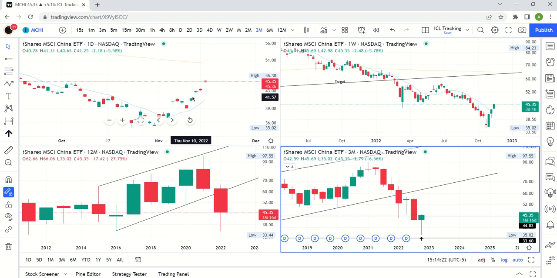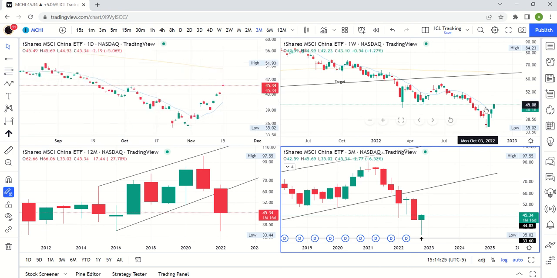And last thing I'll say is MCHI also has a gap here that probably is going to get filled, and a few gaps from previous days. So I'd be a little bit careful here, even though this is obviously looking more bullish than Baba.